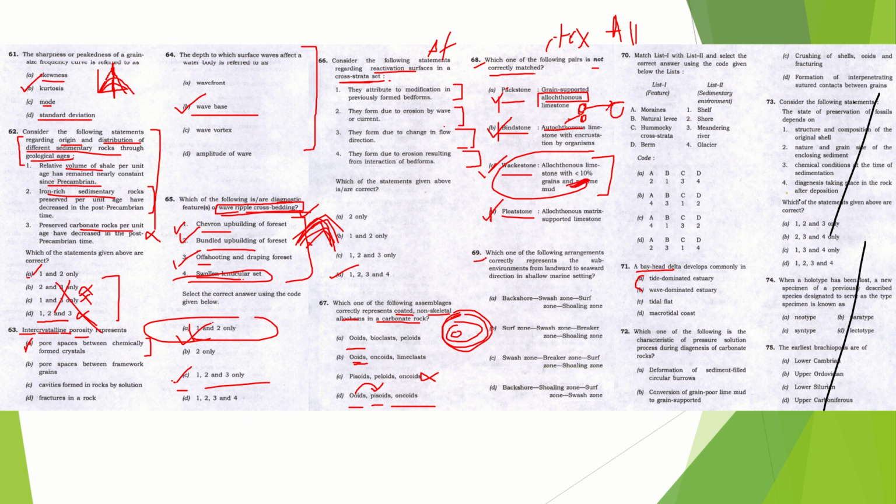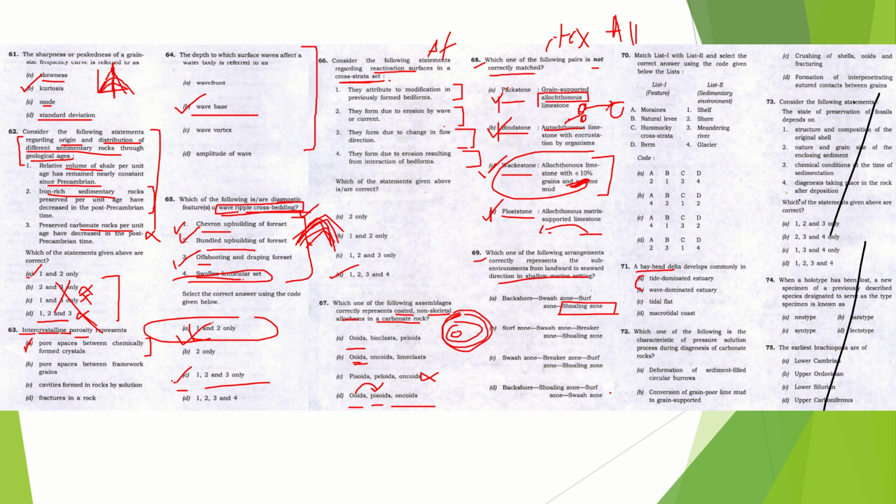Coming to the 69 question. Which one of the following arrangement correctly represents the sub-environment from landward to sea? We are moving from land towards the sea. So we should know the shallow marine settings, how it is happening. So let me tell you, the shoaling zone is always there. Shoaling zone is a place where these surfers surf and all, so it's there in the depth.